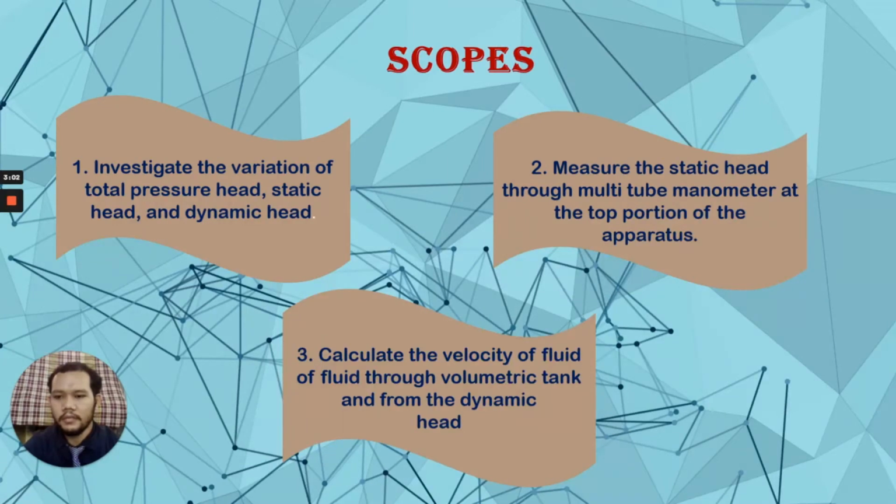Lastly, the scope of this experiment. First, investigate the variation of total pressure head, static head and dynamic head. Second, measure the static head through the multimeter manometer at the top portion of the apparatus. Lastly, calculate the velocity of the fluid through the volumetric tank from the dynamic head.